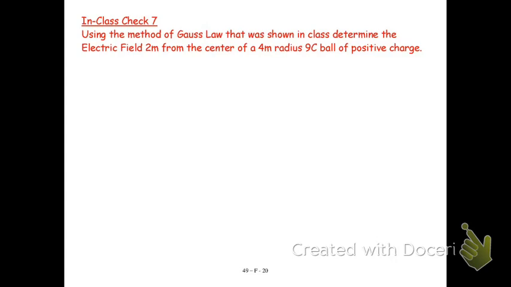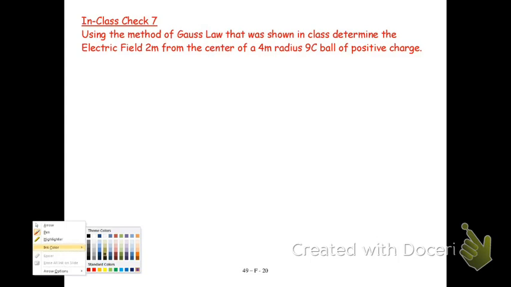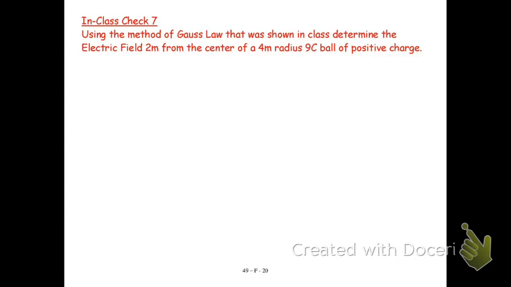So let's draw this. The first thing I'm going to do is be careful with the color of my pens. I'm going to do my charge in red. So here's my ball of charge, and I'm going to call this A. I'm not going to call it R. It's the radius of the charge. I'm going to call this A.